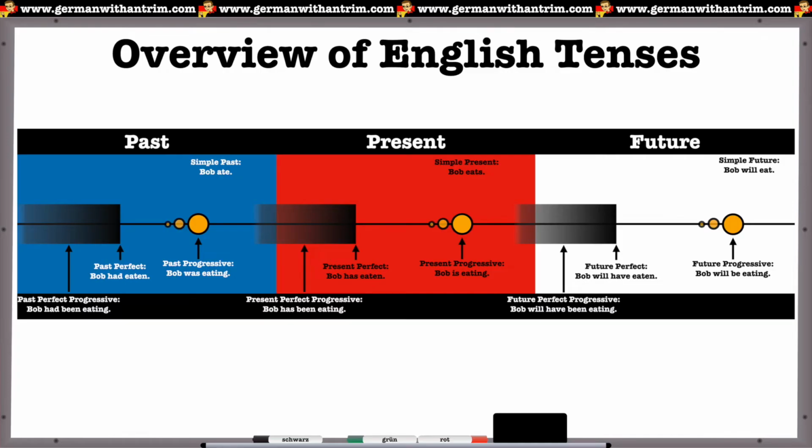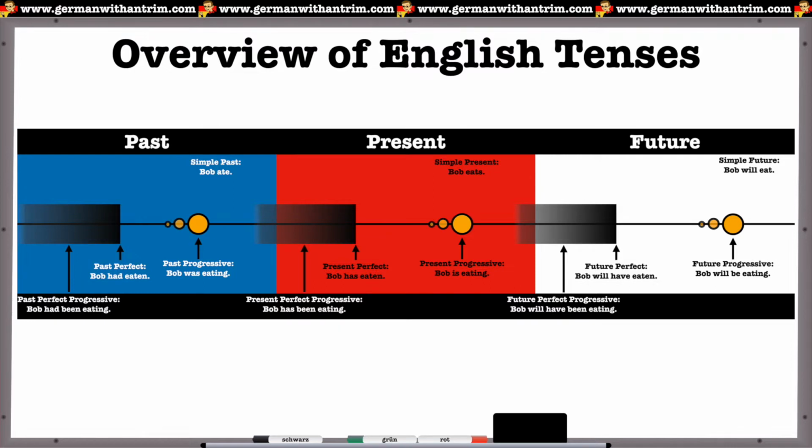Now that we have all 12 tenses in English, we can see them in a sort of timeline that shows when they are happening. Bob had been eating the cookie. Bob had eaten the cookie. Bob ate the cookie. Bob was eating the cookie. Bob has been eating the cookie. Bob has eaten the cookie. Bob eats the cookie. Bob is eating the cookie.